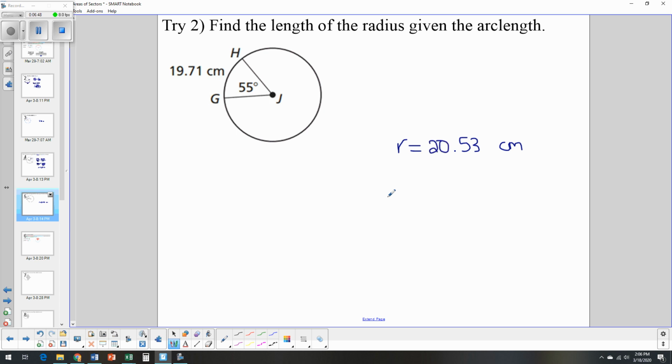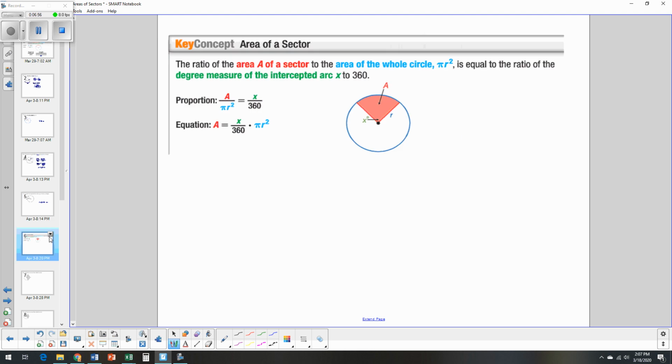All right. So the next thing we're going to talk about is area of a sector. A sector is basically like a slice of the circle. Here we have a sector. It's a portion of the circle formed by 2 radii and the arc between them. Really it'd be like a slice of pizza. If we cut a whole circle or a whole pizza into different slices, each slice would be its own sector.